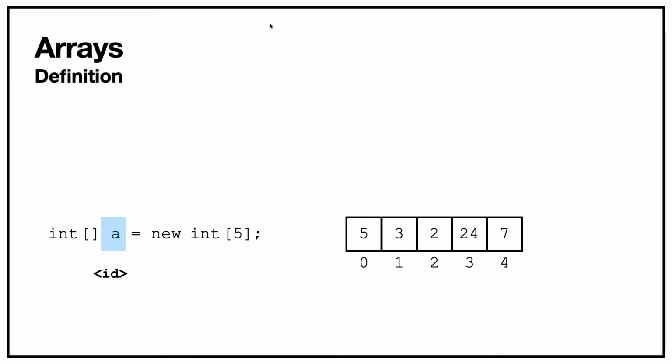This part is an identifier. We call it an ID, but basically you can call it whatever you want. I call it A for array. Just remember, I'm lazy, so I just want to put A for array.